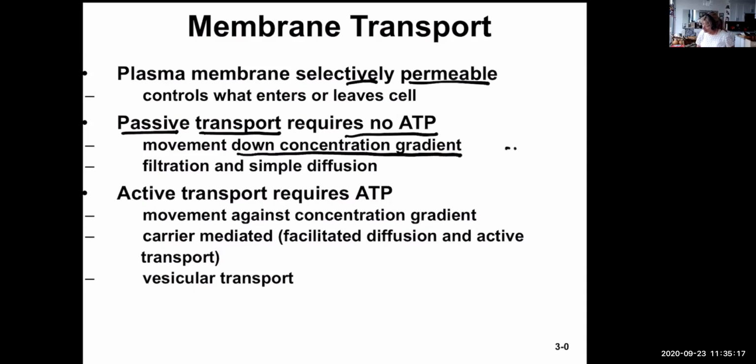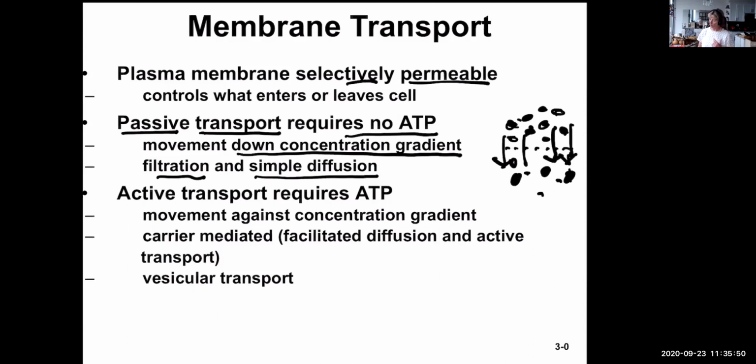So if we have, I'm going to say that's a plasma membrane, and we have lots of solutes here and very few here, then the solutes will move into this area until there's an equal concentration, or it's at equilibrium. So filtration works that way, and simple diffusion. Simple diffusion works with very small molecules. They have to be very small.